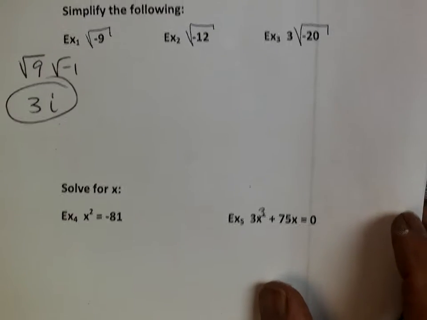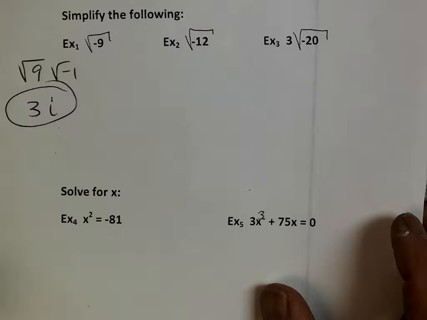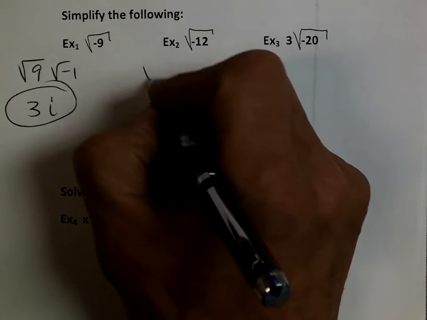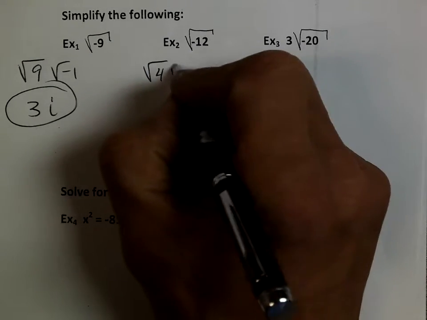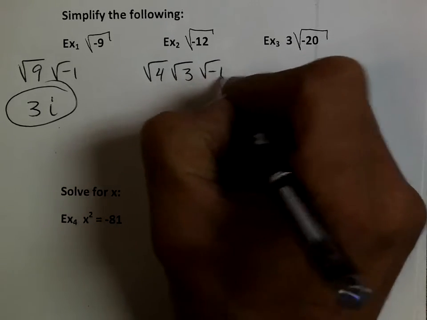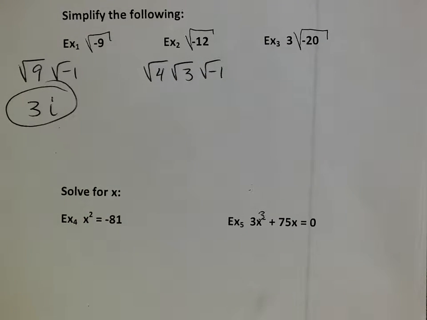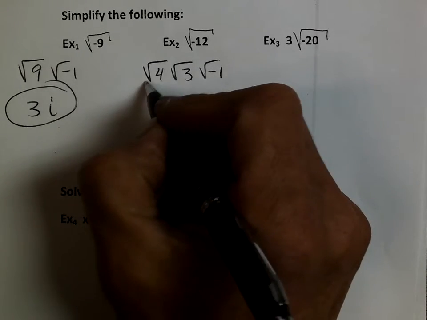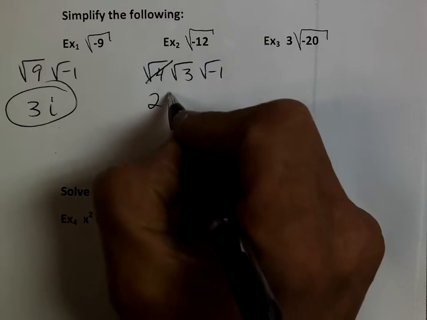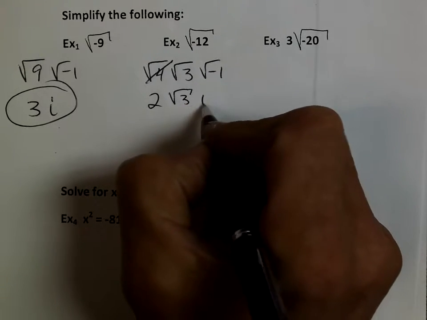Okay, how about example 2? What are you going to break example 2 up into? 4 and 3. So let's go 4. We're going to go 3, and we're going to go square root of -1. Okay, how's that? So we get 2 square roots of 3 i.